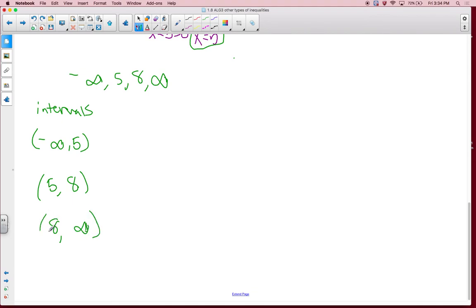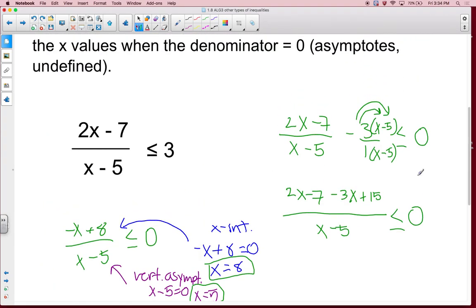Okay, it looks funny having an 8 and an infinity right by each other. Anyways, so now we're going to test them, and keep in mind that we want to know when it is less than or equal to 0. So we want to know when this is going to be less than or equal to 0, meaning when is it going to be negative. Alright, so let's give it a go.